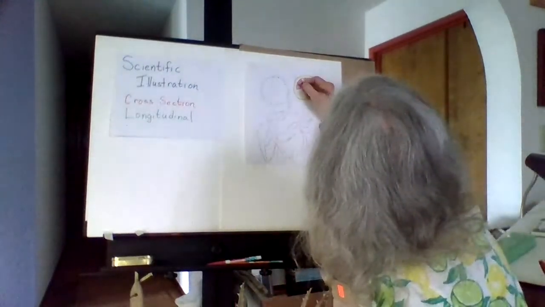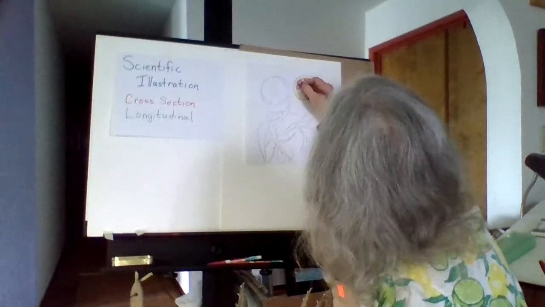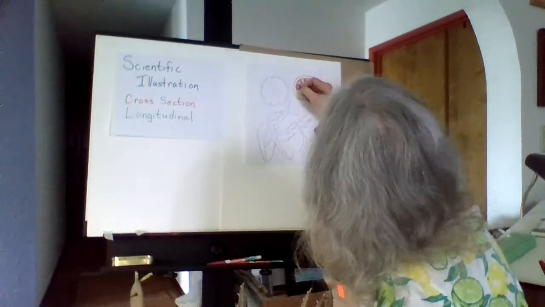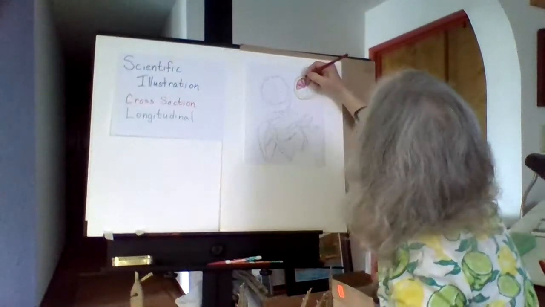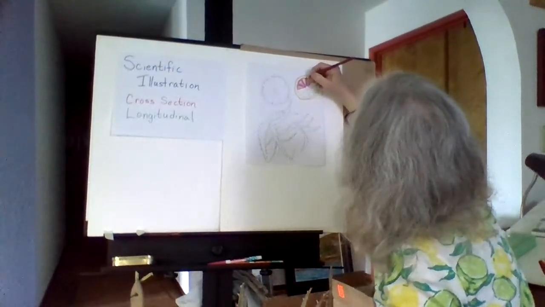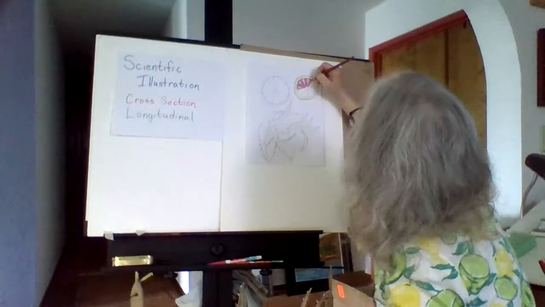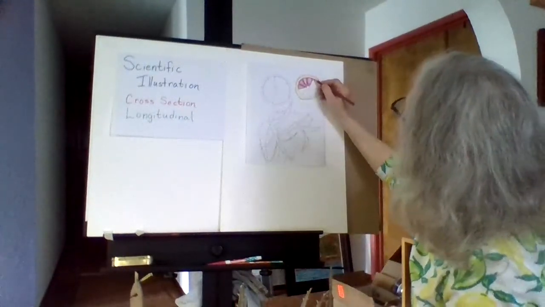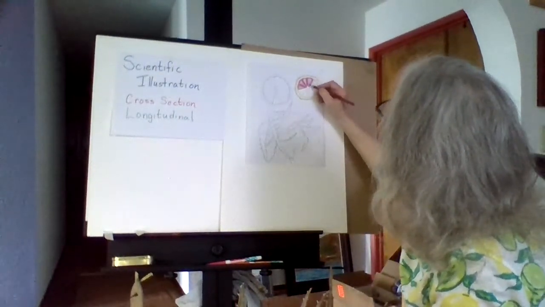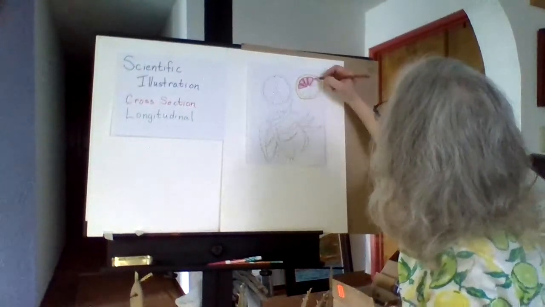As I finish a section, I'm going to actually put a hard outline in the same color as I'm coloring in the section. I'm going to put a hard outline where that section meets the pith on the skin.